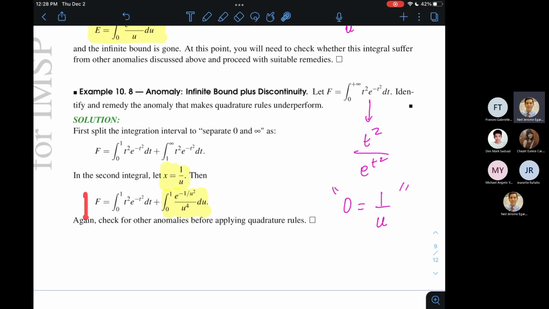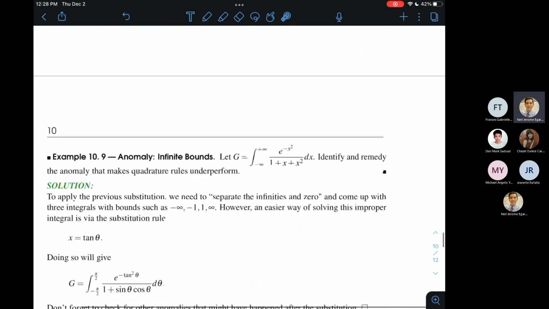So I don't think there are anomalies involved that will cause numerical quadrature rules to underperform for the first integral. Then kindly check ano yung mangyayari dun sa pangalawa. Okay? Yung pangalawa, may problema pa tayo dyan kasi discontinuous siya sa u equals 0. All right? So again, check for other anomalies before applying the quadrature rules for the second term here.